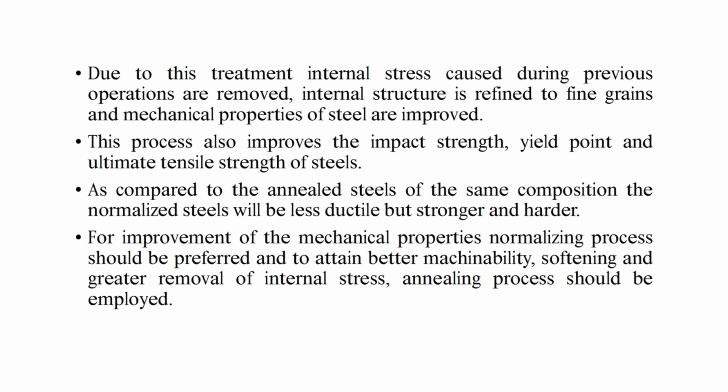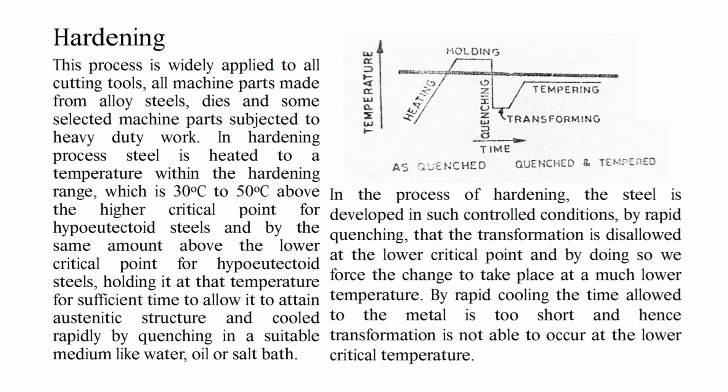Compared to annealed steels of the same composition, normalized steels are less ductile but stronger and harder. So for improvement of mechanical properties, normalizing is preferred. But to attain better machinability, softening, and greater removal of internal stress, annealing is the better choice. Now, let's talk about hardening.